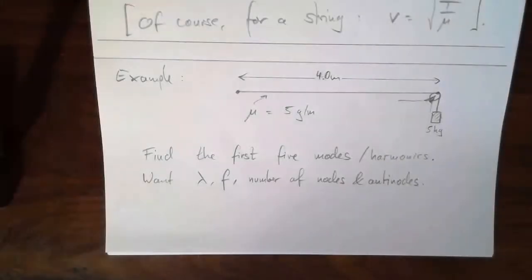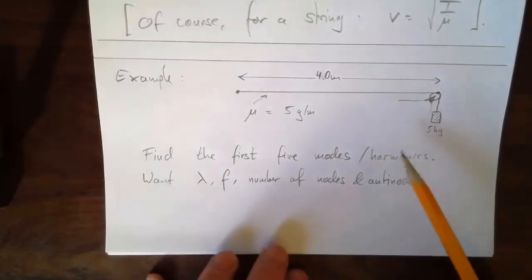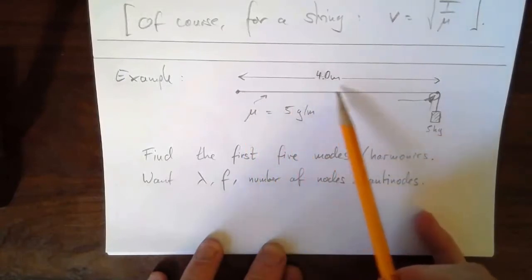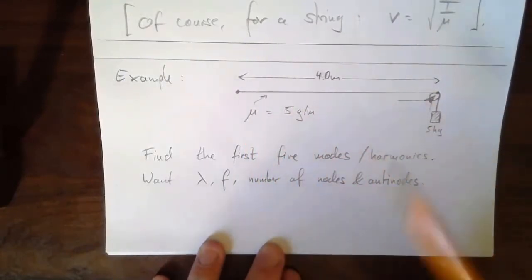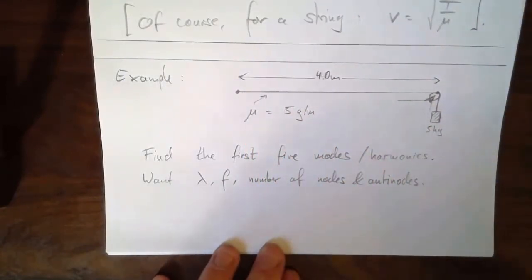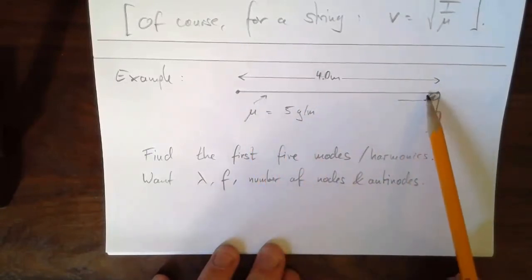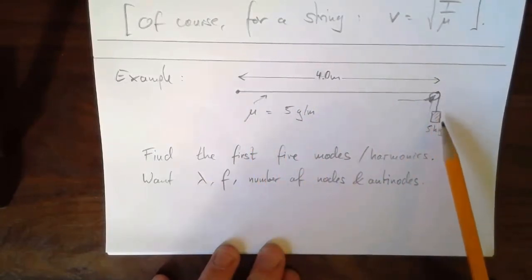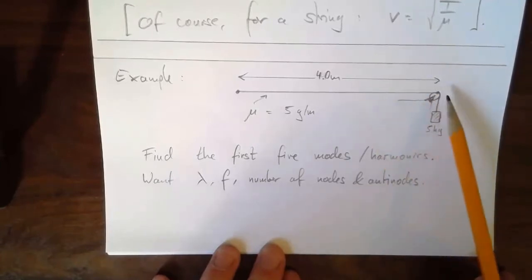So let's work an example for that kind of scenario you just saw. Of course, we're going to use slightly different values. I imagine I've got a string, and the string is 4 meters long. So that's a bit longer than what I had in my actual experiment. And the end of the string runs over a pulley, and I hang a weight from it, and that fixes the tension in the string.